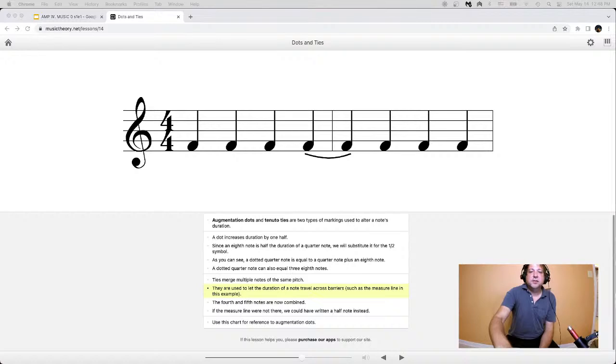Now we have these sharps and flats. Don't be afraid of them. They're not as crazy as you think they are. All a sharp or flat does is alter whatever note you're on and make it higher or lower by a half step.